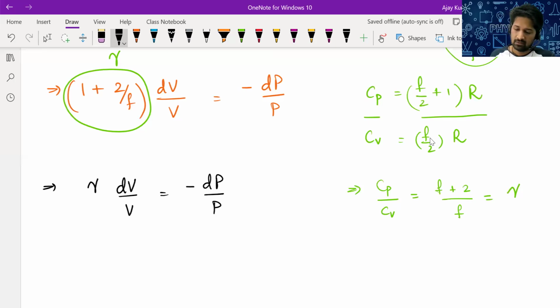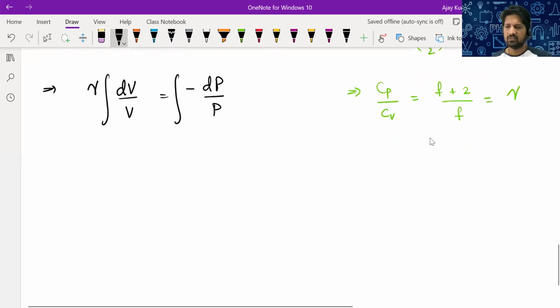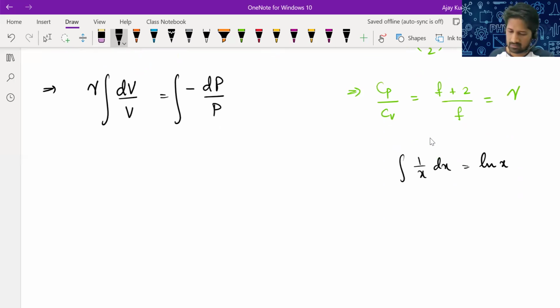So integrate both sides. Gamma is a constant anyway. For a given gas, Cp, Cv depend on the number of degrees of freedom. So Cp and Cv depend on the type of gas. Gamma also depends on the type of gas. So integrate both sides. What is integral dV by V? It becomes ln V, because generally integral 1 by x dx is ln x. So left hand side becomes gamma times ln V. We still have to substitute limits. We'll do that. Is equal to right hand side becomes minus ln P.